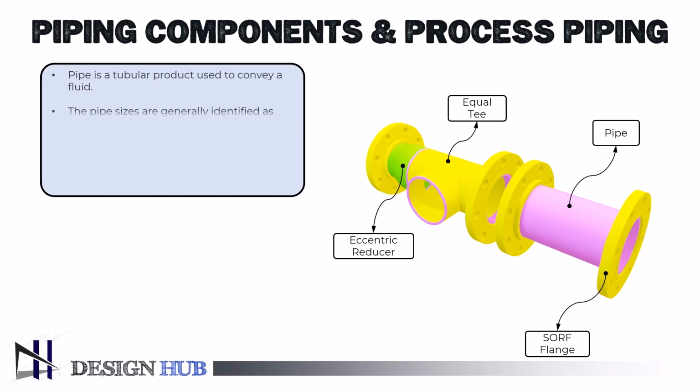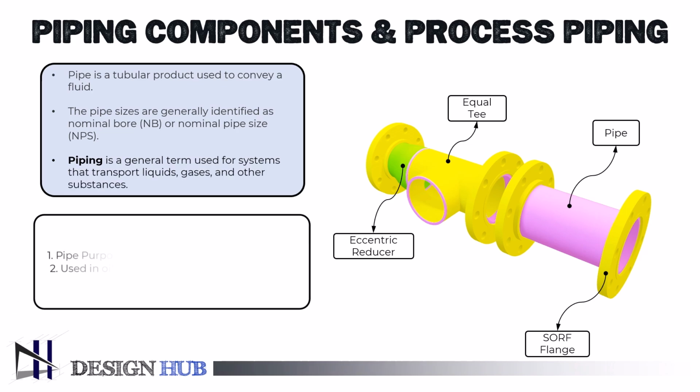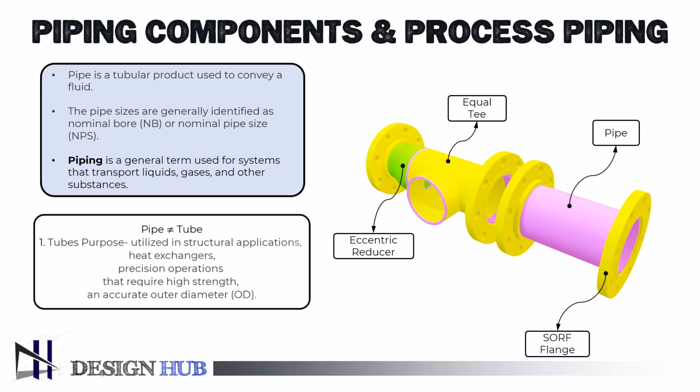Pipe sizes are generally identified as nominal bore, NB, or nominal pipe size, NPS, or diameter nominal, DN. From a dimensional point of view, the pipe is not equal to a tube. The purpose of a pipe is to transport liquids, gases, and other substances. They are intended for certain pressure ratings and are commonly used in industries including oil and gas, chemical processing, and HVAC systems. Tubes are utilized in structural applications, heat exchangers, and precision operations that require high strength, an accurate outer diameter, OD, and aesthetic appeal.